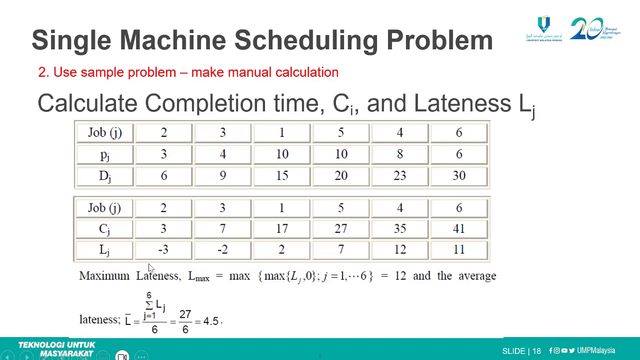From here we get the maximum lateness. We take the maximum value from LJ here, which is equal to 12. The average lateness is the summation of LJ divided by the number of jobs, which is 6, so equal to 4.5. This means the average lateness shows that on average the jobs will be late. So that is the method of how to calculate the completion time and lateness.